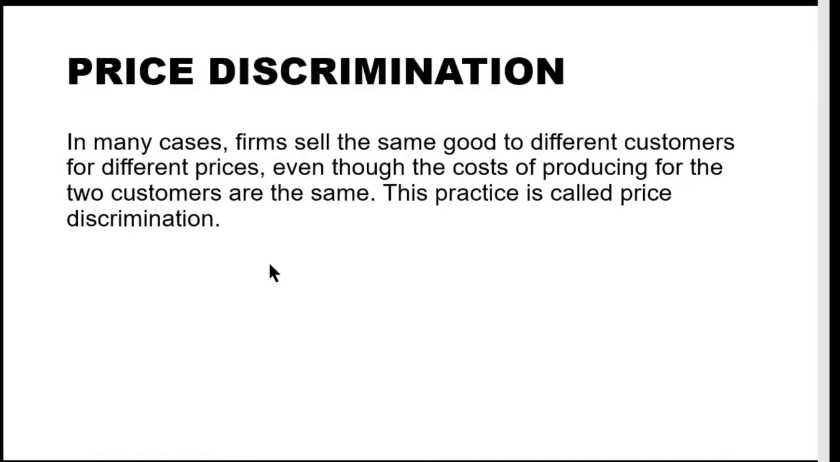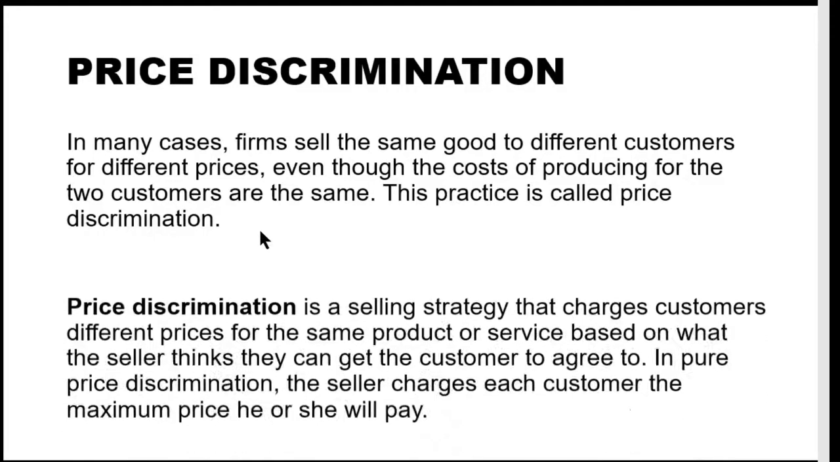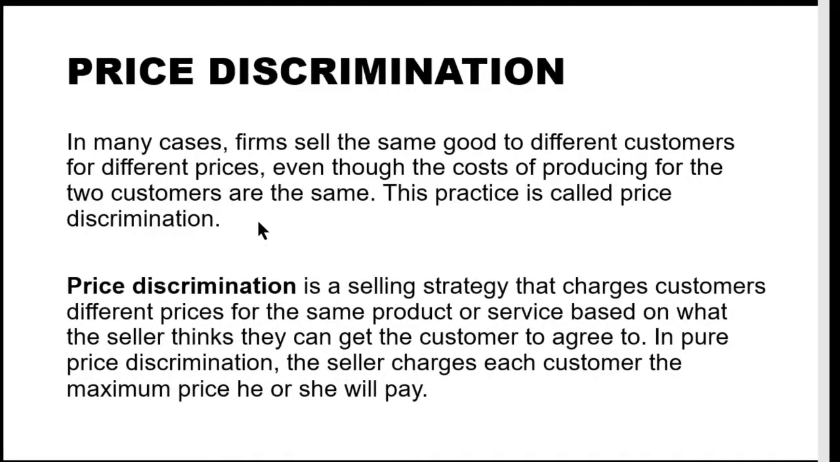Now let's proceed to price discrimination. So this happens when the firms sell the same good to different customers at different prices, even though the costs of producing for the two customers are the same. So this is called as the price discrimination. Actually, this is a selling strategy. Okay, so this is based on what the seller thinks they can get the customer to agree to.